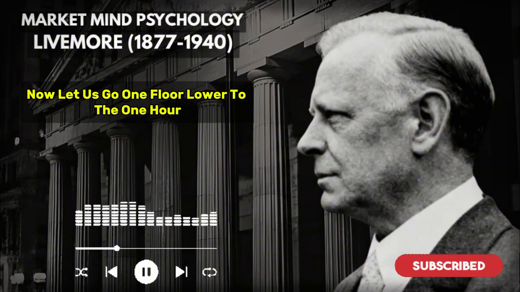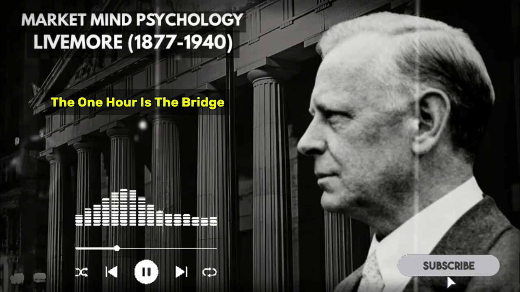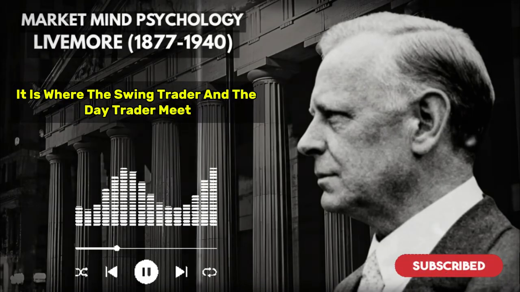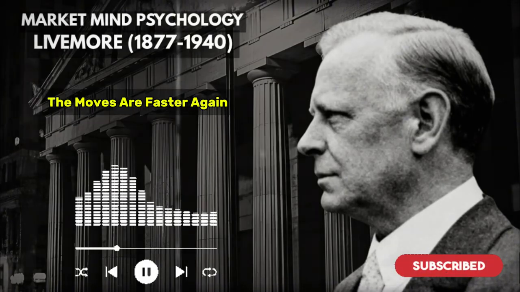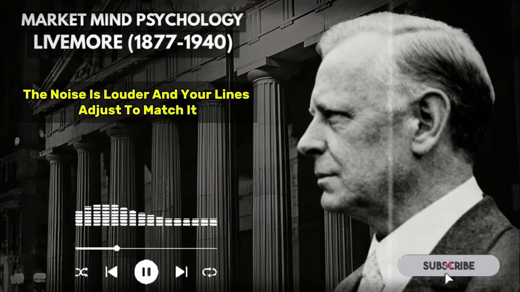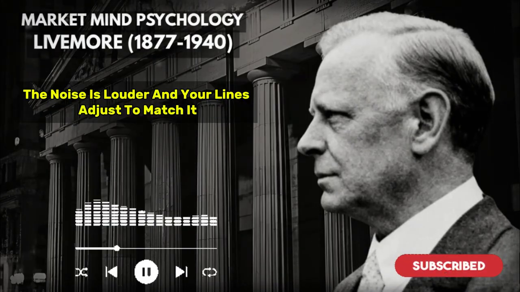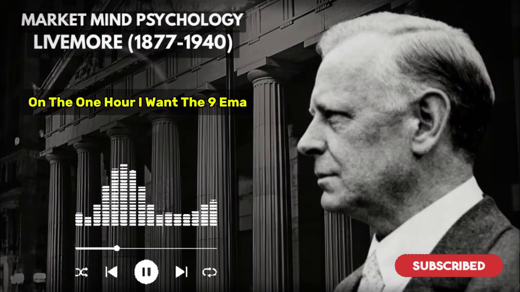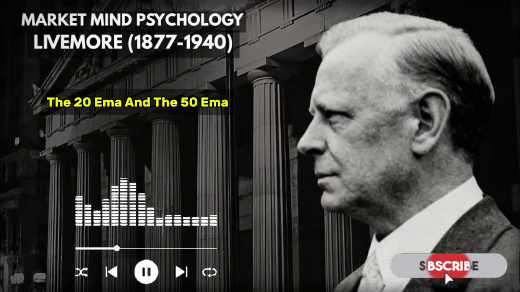Now let us go one floor lower to the 1-hour. The 1-hour is the bridge. It is where the swing trader and the day trader meet. The moves are faster again, the noise is louder, and your lines adjust to match it. On the 1-hour, I want the 9 EMA, the 20 EMA, and the 50 EMA.